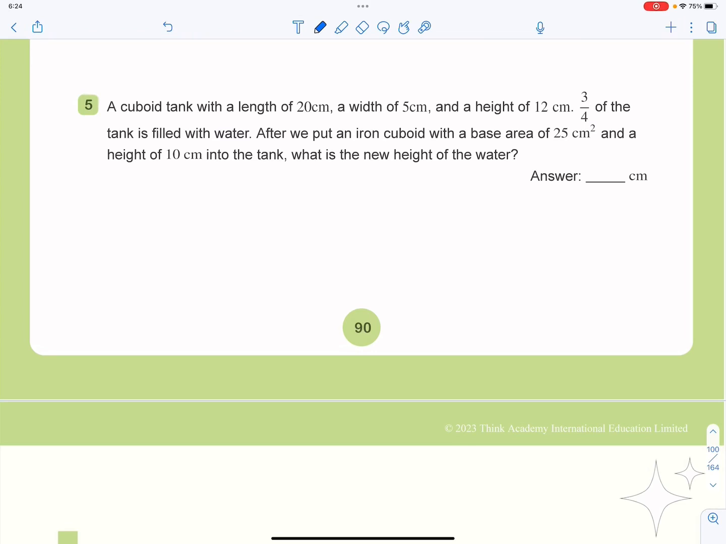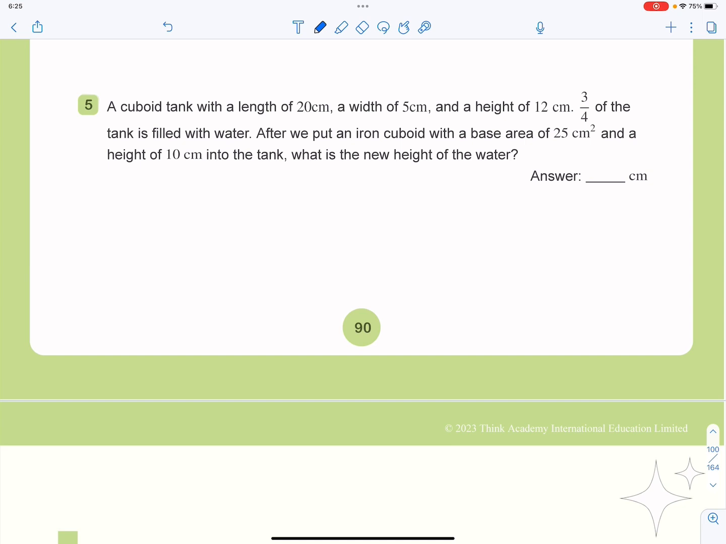Okay, question number 5 in homework lesson 9. A cuboid tank with a length of 20 centimeters, a width of 5 centimeters, and a height of 12 centimeters. 3/4 of the tank is filled with water. After we put an iron cuboid with a base area of 25 centimeters squared and a height of 10 centimeters into the tank, what is the new height of the water?